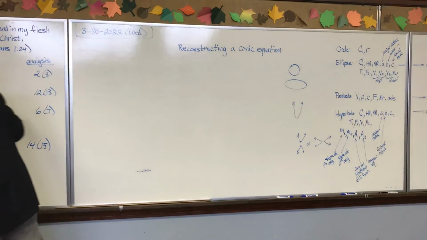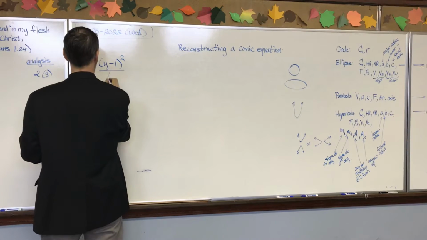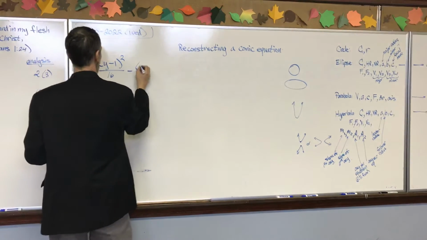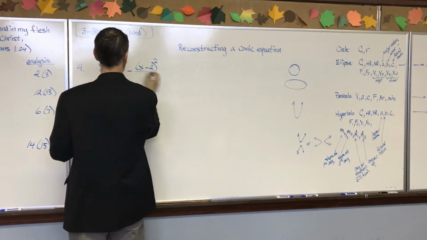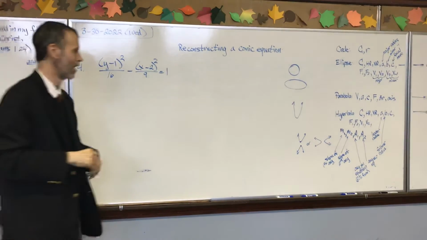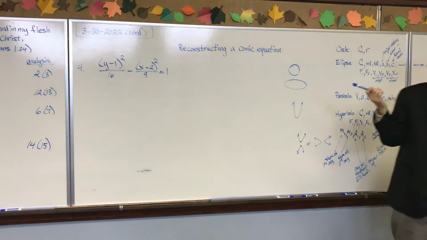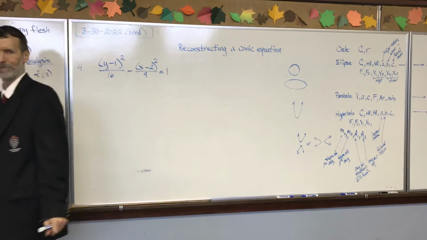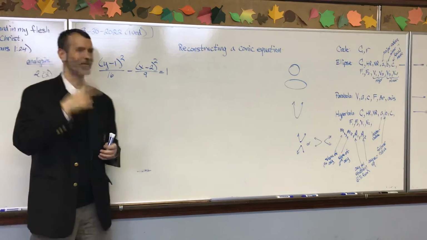Number 4, let's try this. Y minus 1 squared over 16, and then minus x minus 2 parentheses squared over 9 equals 1. First and foremost, Nate, what shape is this thing? Hyperbola. Why is it not a circle? 2 reasons.